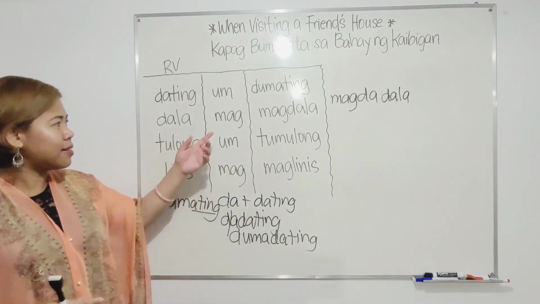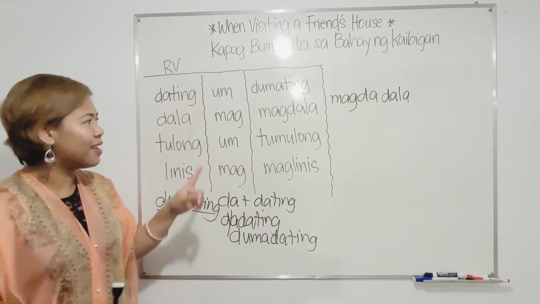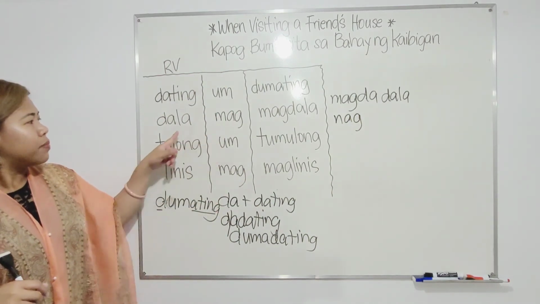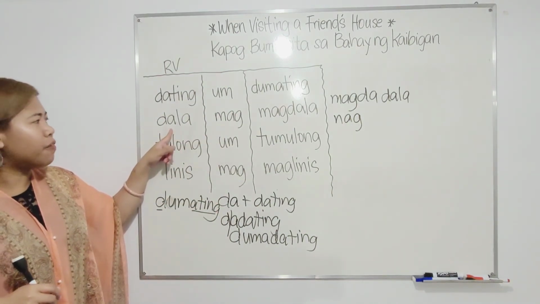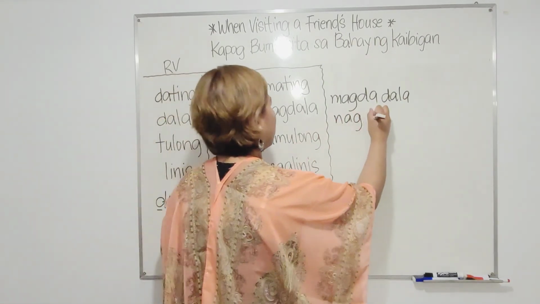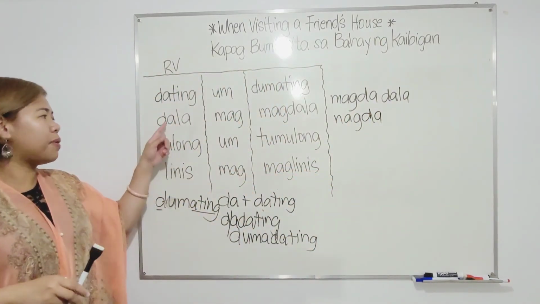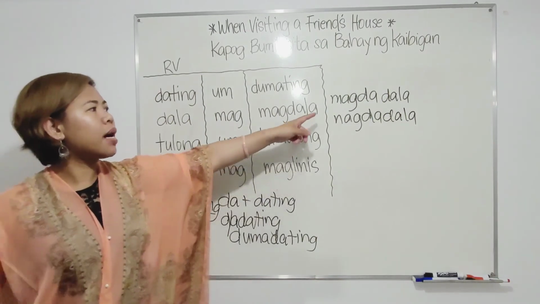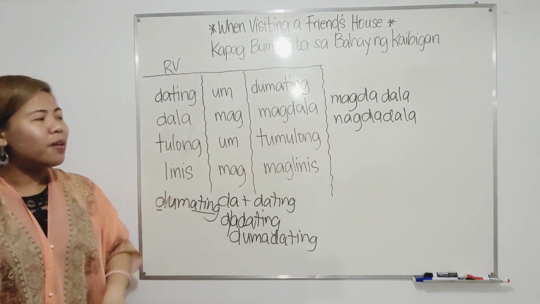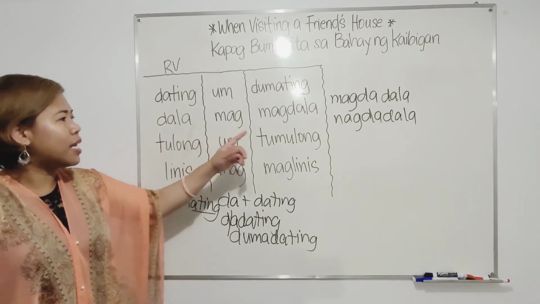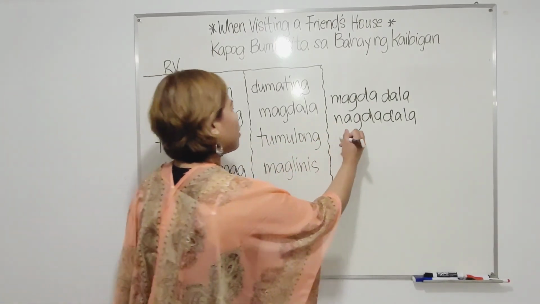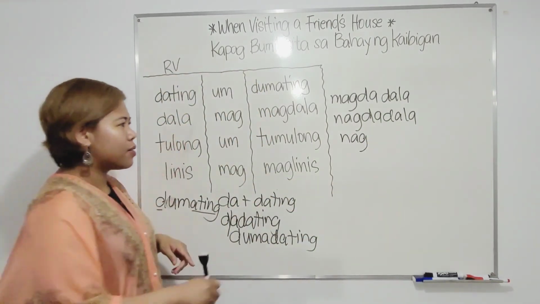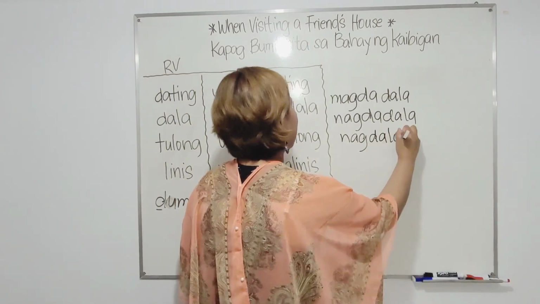For the present tense, the mag will become nag. So we change this to nag. And we are going to copy the first syllable of the main verb as well. So da. And we are going to copy the entire verb, dala. So future magdadala, present nagdadala. For the past form, we keep the nag. So we say nag. And then we are just going to copy the entire verb, dala. So past form would be nagdala.